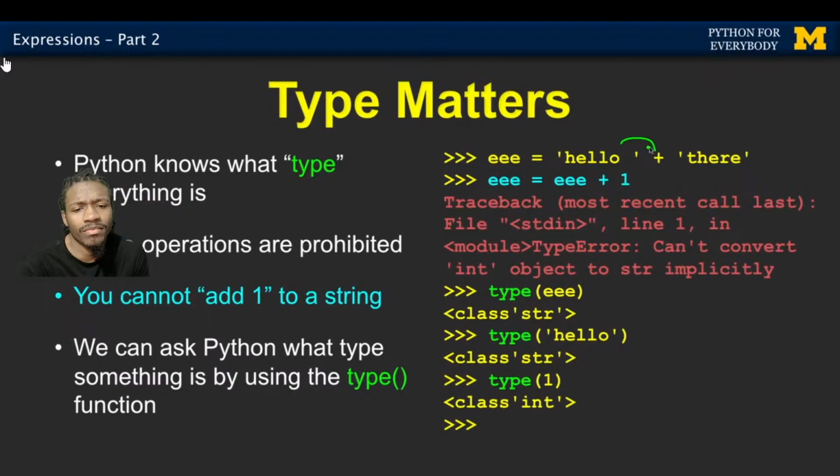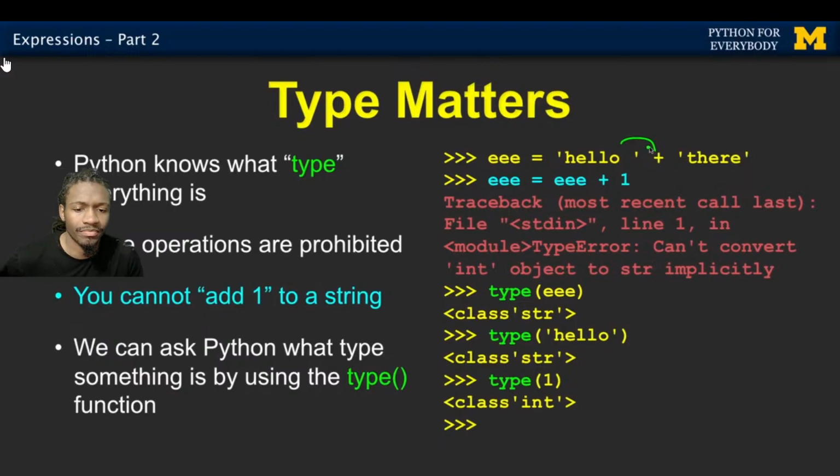Okay, so EE equals hello space plus there. EE equals EE plus 1. That doesn't make sense. This is a traceback error: can't convert integer object into string implicitly.